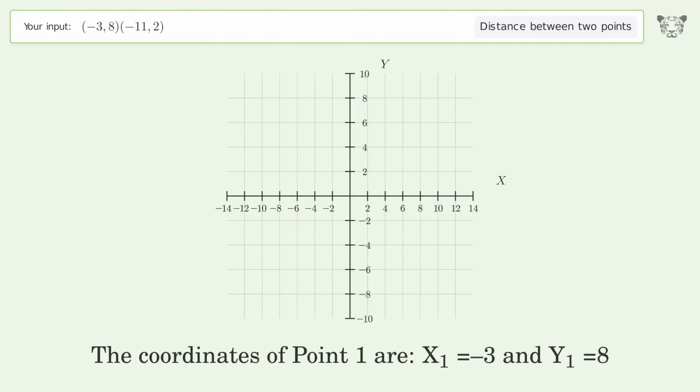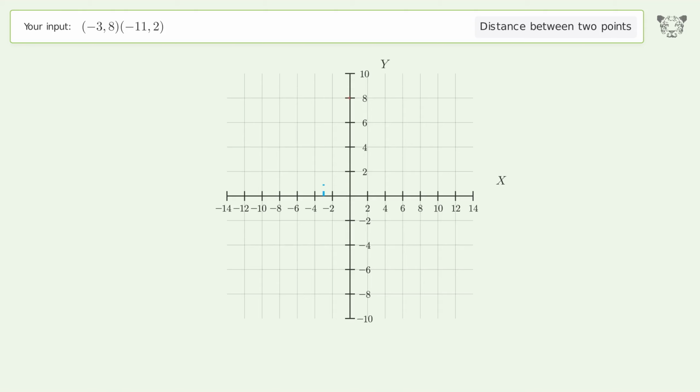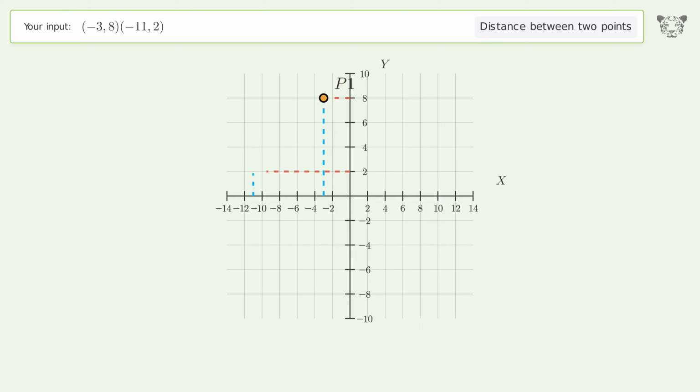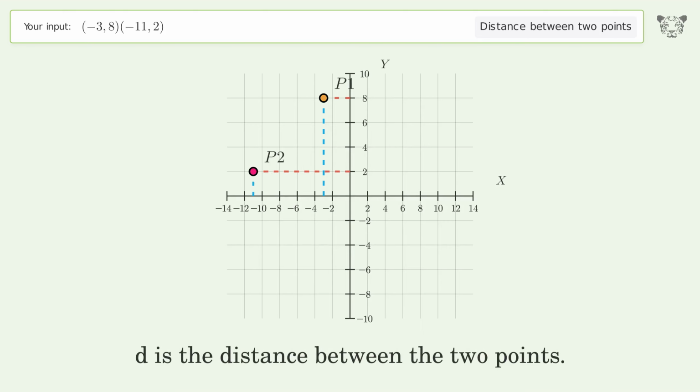The coordinates of point 1 are x1 equals -3 and y1 equals 8. The coordinates of point 2 are x2 equals -11 and y2 equals 2. D is the distance between the 2 points.